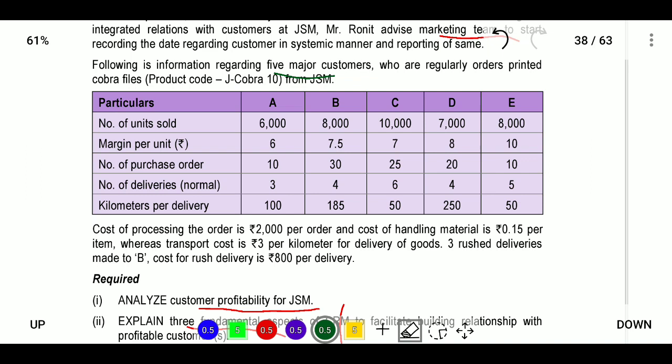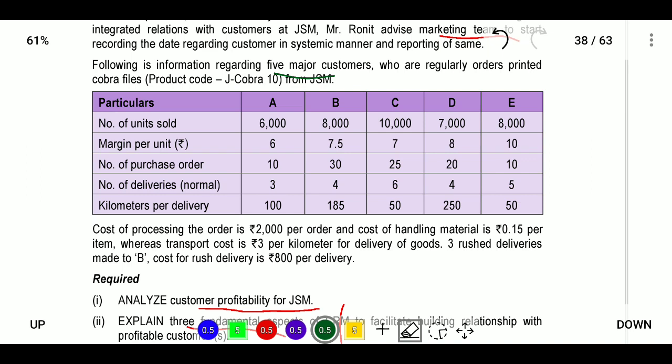Next, number of purchase orders: 10, 30, 25, 20, 30. B is ordering more, so here cost will increase. B and C have more. B, C, D have more orders, but their margin is less than E. E gives more margin and orders less. Next, number of deliveries: 3, 4, 6, 4, 5. C purchases more, but he also has more deliveries, so here the cost will increase.